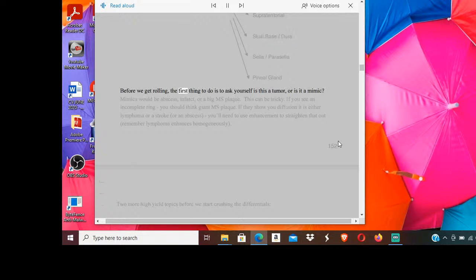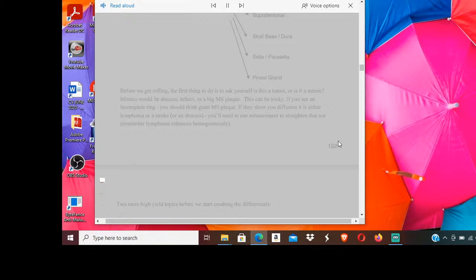Before we get rolling, the first thing to do is to ask yourself, is this a tumor, or is it a mimic? Mimics would be abscess, infarct, or a big MS plaque. This can be tricky. If you see an incomplete ring, you should think giant MS plaque. If they show you diffusion, it is either lymphoma, or a stroke, or an abscess. You'll need to use enhancement to straighten that out. Remember, lymphoma enhances homogeneously.